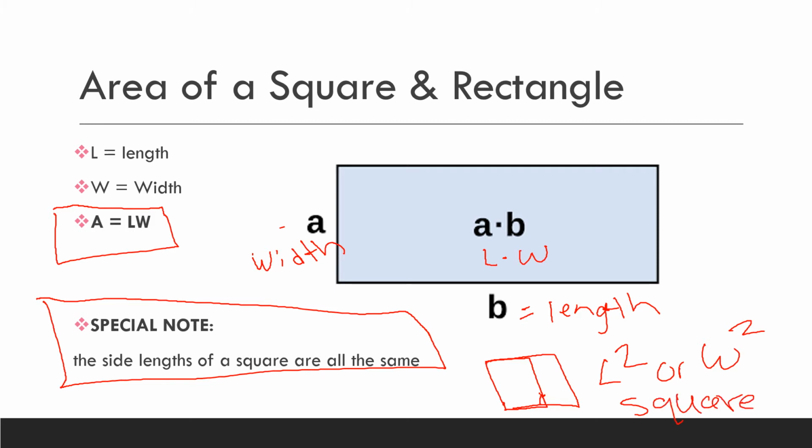So I'm going to get the same answer if I do length times width, or if I do length squared or width squared when I'm solving for the area of a square. So that does not work for rectangles, only for squares. But like I said, if that's at all confusing, just always do length times width when you're working on a square or rectangle area problem.